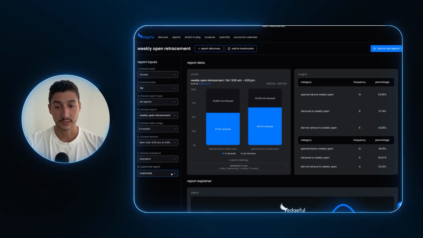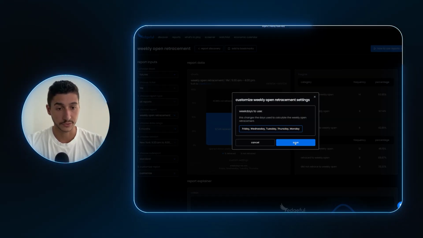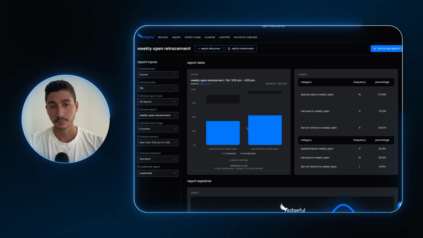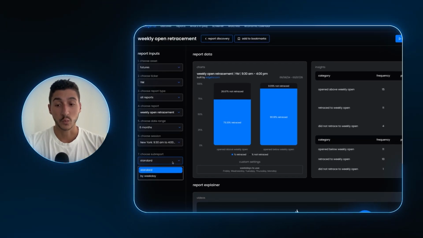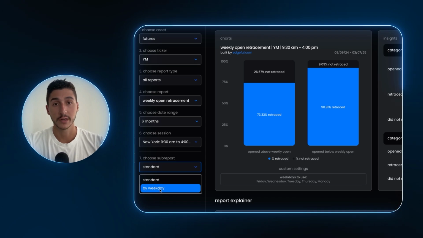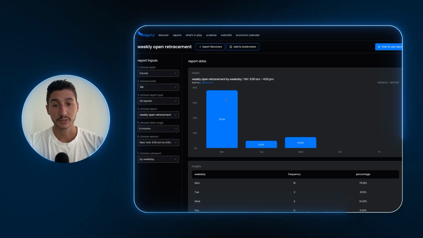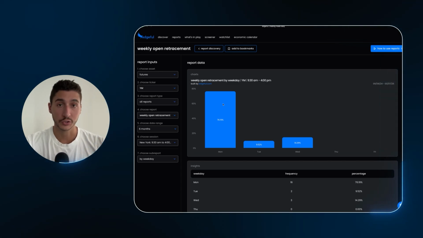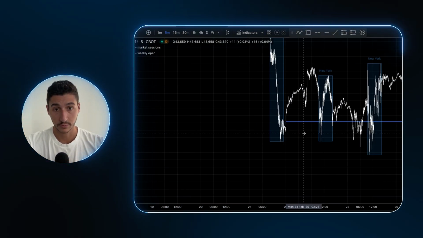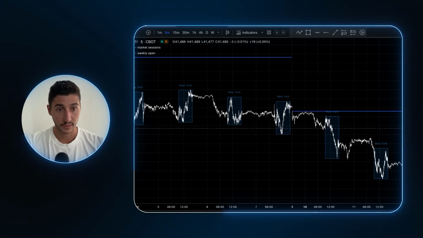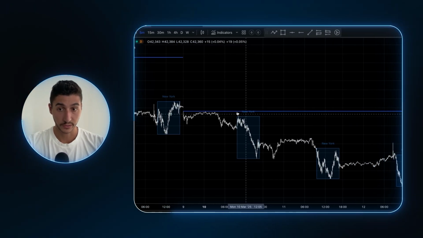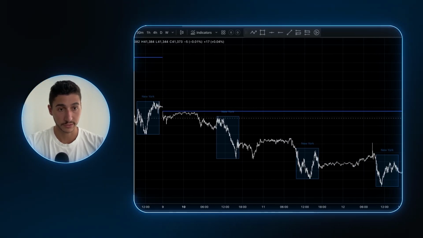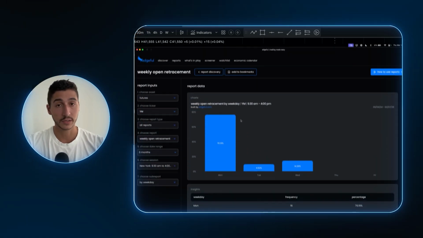So that is how the customization works. You can include or exclude certain days. Now, the by-weekday variant of this is really important. And this will tell you only the weeks that did retrace. This is only covering the weeks that retraced. So in this case, I imagine this week here is not going to retrace and touch. This week is not going to be included here.